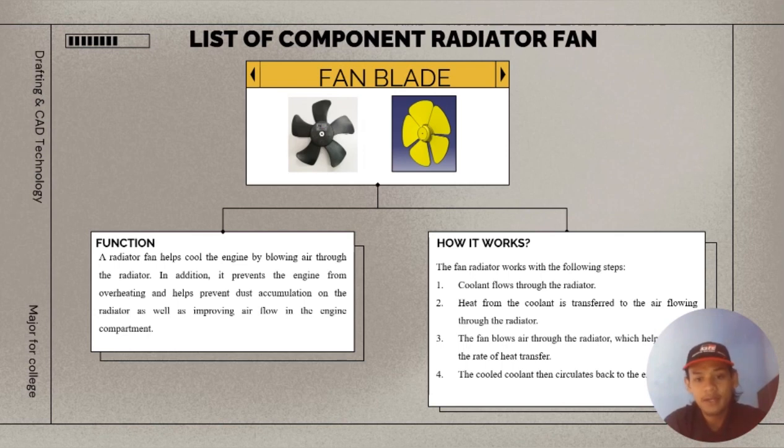How does it work? The radiator fan works with the following steps. Coolant flows through the radiator. Heat from the coolant is transferred to the air flowing through the radiator. The fan blows air through the radiator, which helps the heat transfer. The coolant then circulates back to the engine.